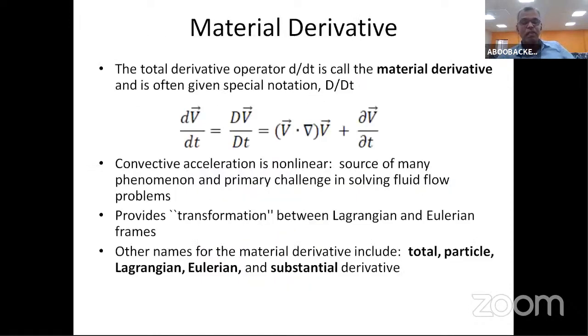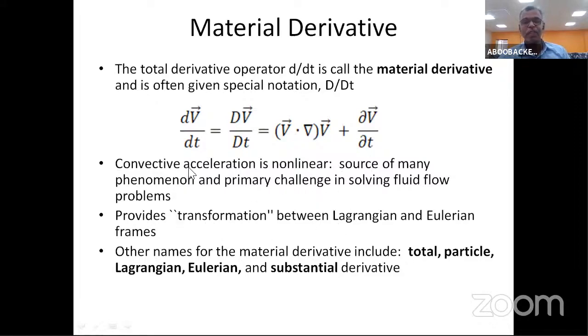And another derivative is, because of our acceleration, we have this combination of the convective acceleration in vector notation and the local acceleration, which together will be called d by dt, or capital D by Dt. It's the material derivative. It is non-linear, because it's V dot, so it's a product, second order. V is multiplied by its derivative, so it is non-linear, and it is a challenge.